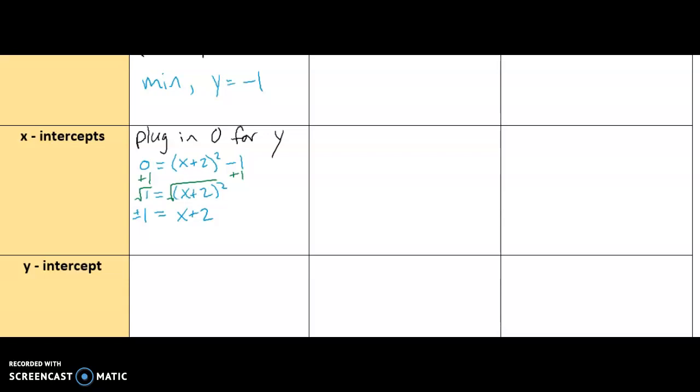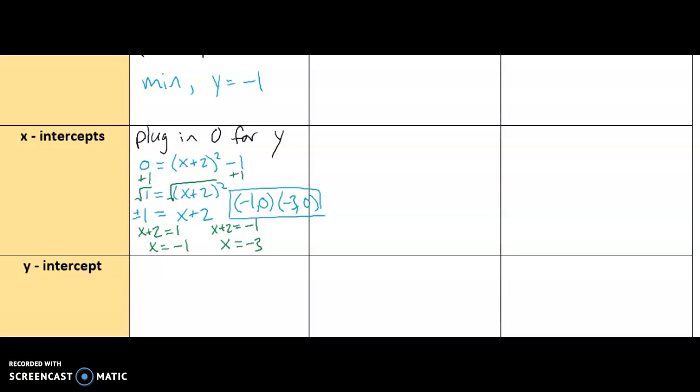So in this case, we are actually going to split apart our work. We're going to do what if x plus 2 is equal to positive 1, and then what if x plus 2 is equal to negative 1. For this first one, if you subtract 2, you would get x equals negative 1. And for the second one, if you subtract 2, you get x equals negative 3. So that gives us our x-intercepts, and our points then are negative 1, comma 0, and negative 3, comma 0.